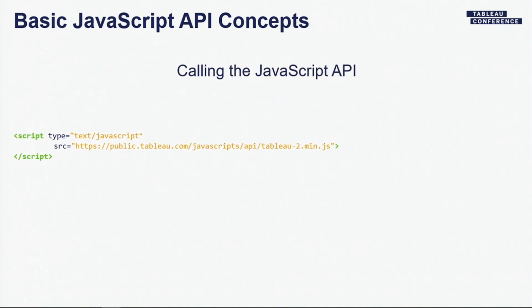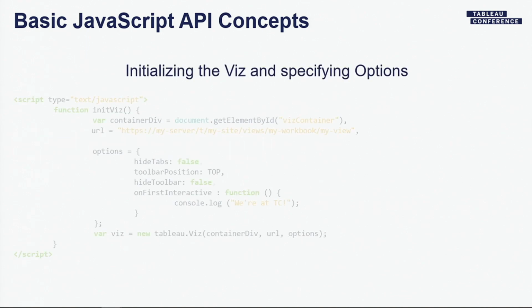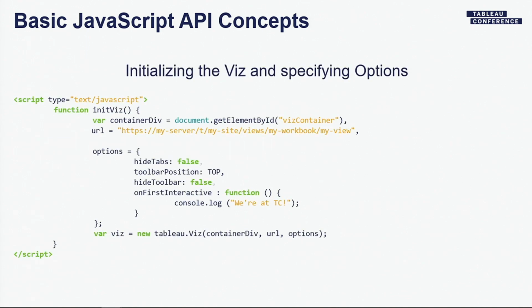We then call the JavaScript API, which actually allows us to embed and then perform a lot more functionality that we'll be covering a bit later today. So that can be done either by calling the JS file that's on Tableau Public or on Tableau Online or on your own installed Tableau Server as well. It's actually installed when you set up Tableau Server on your own as well. And then finally, once we've got the JavaScript file, we can initialize the visualization and specify some options.